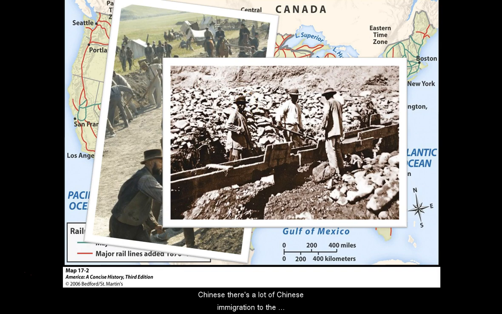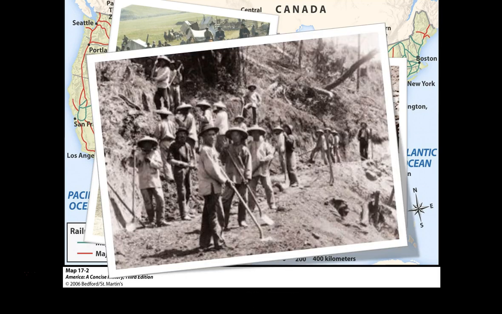There was a lot of Chinese immigration into the West in the late 19th century, and back then people had mixed feelings about immigration. There was a lot of racism regarding Asians, especially Chinese, and so there are very few jobs they were allowed to have. Working on dangerous railroad construction was one of the jobs they could have.